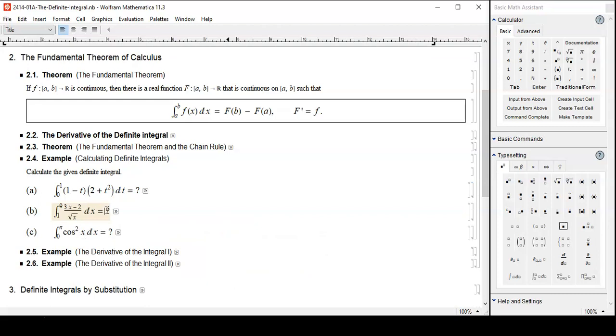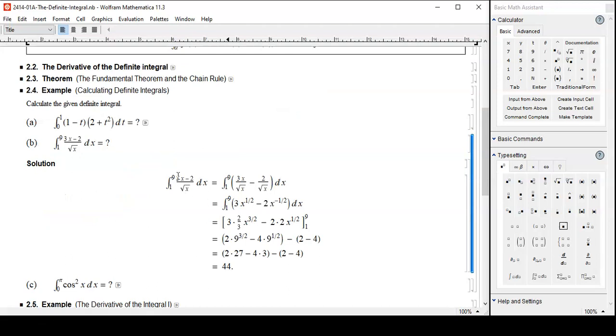How about this example? Well, this may be a bit difficult integrand, but you can work it out. Separate the numerator, and then you can express it as a bunch of power functions added together, so you can apply the power rule. We get the antiderivatives. Alright, plug in the top, plug in the bottom, subtract one from the other, and do your simplification.